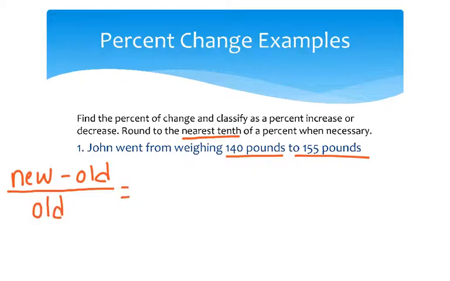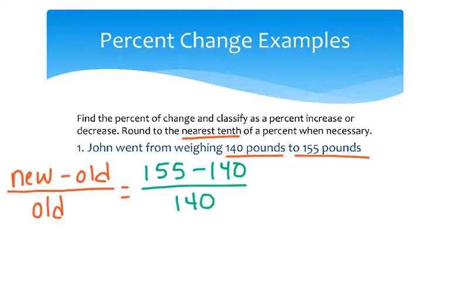So plugging in. John went from weighing 140 to 155. That means what amount is going to be his new weight? If you said 155, you're correct. He's gaining that quarantine 15. And then his old weight was 140, all over his old weight, which again is 140. Now, simplifying, 155 minus 140 gives me 15 over 140.